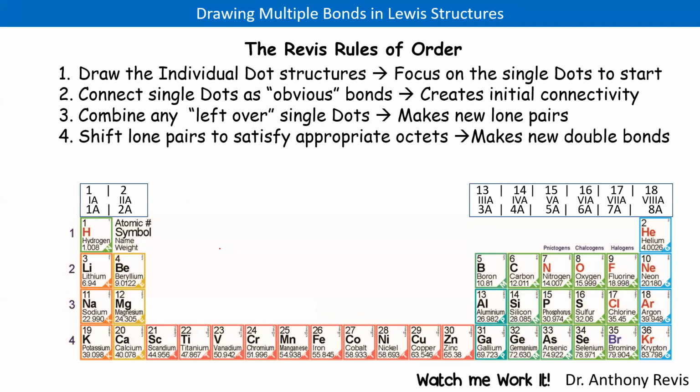The Revis rules of order. If you've seen these rules already, you can fast forward. First, draw the individual dot structures. When you draw them, focus on the single dots to get started. Connect the single dots at obvious bonds, the ones where it makes sense to connect them. Combine any leftover single dots into lone pairs. Then shift lone pairs to satisfy appropriate octets.